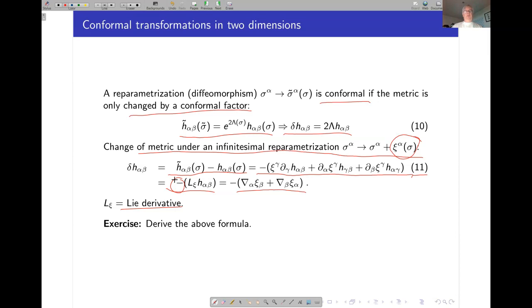Good. I leave it to you to verify that the change of the metric under an infinitesimal reparametrization takes the form 11. And if you are familiar with covariant derivatives, then you can repackage it. And if you want to read up a little bit on the Lie derivatives, then you should also find that this is the correct definition for a Lie derivative, and that for a second rank tensor, formula 11 gives you the expression in terms of partial derivatives.